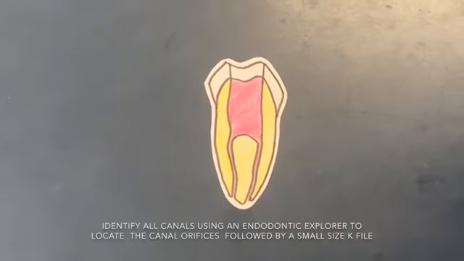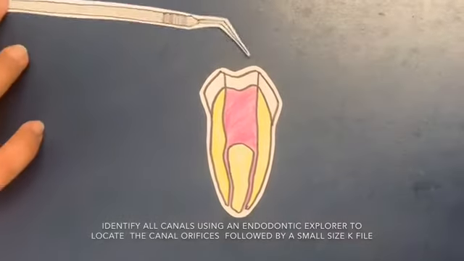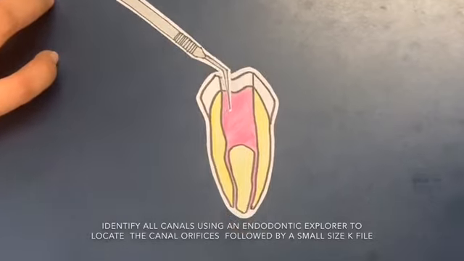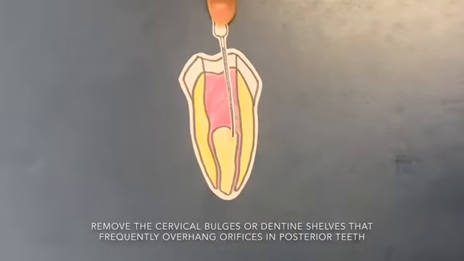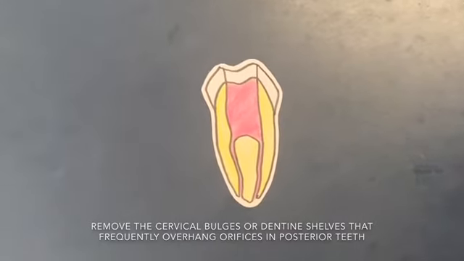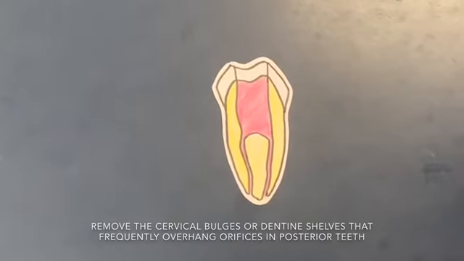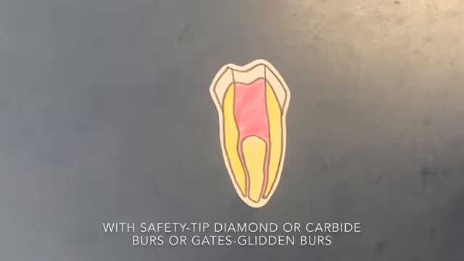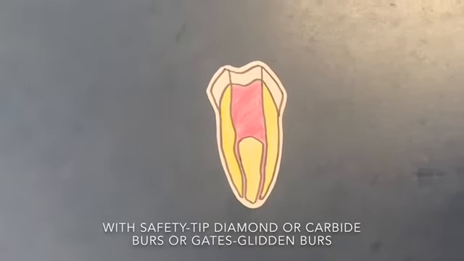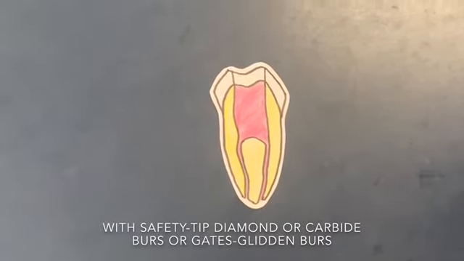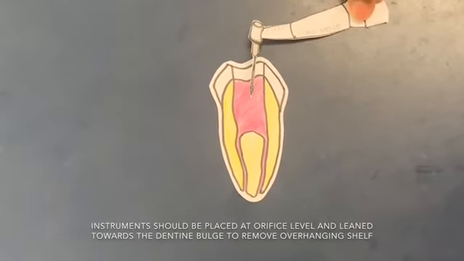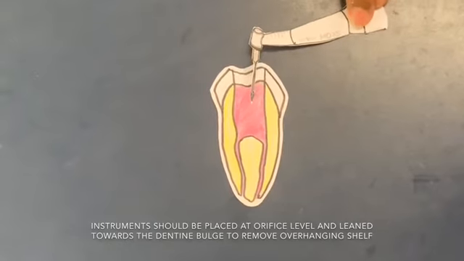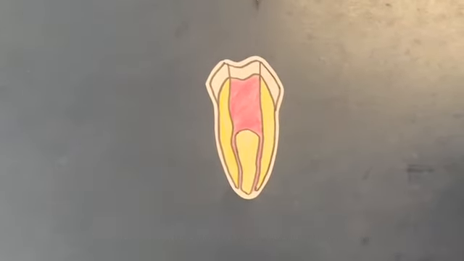Identify all canals using an endodontic explorer to locate the canal orifices, followed by a small-sized K-file. Remove the cervical bulges or the dentin shelves that frequently overhang orifices in the posterior teeth with a safety tip diamond or carbide burrs or Gates-Glidden burrs. Instruments should be placed at orifice level and lean towards the dentin bulge to remove the overhanging shelf.